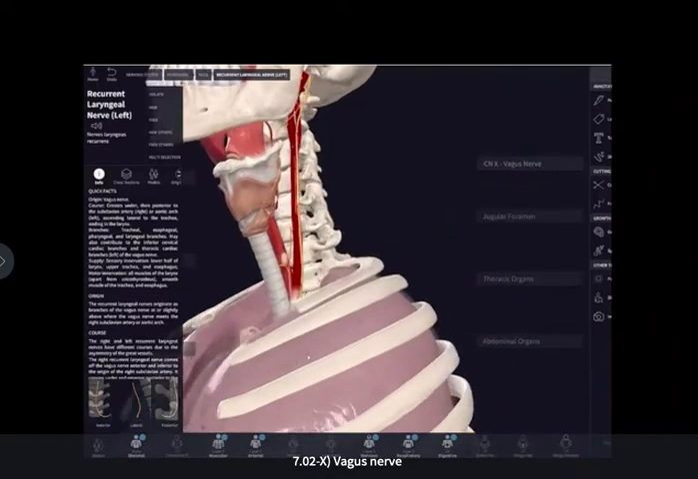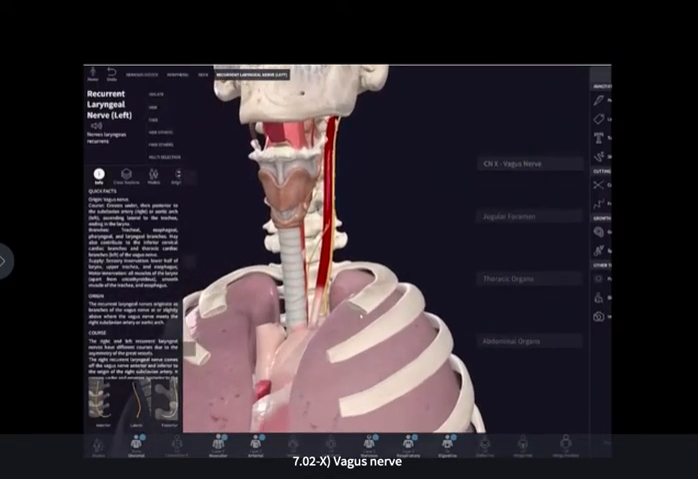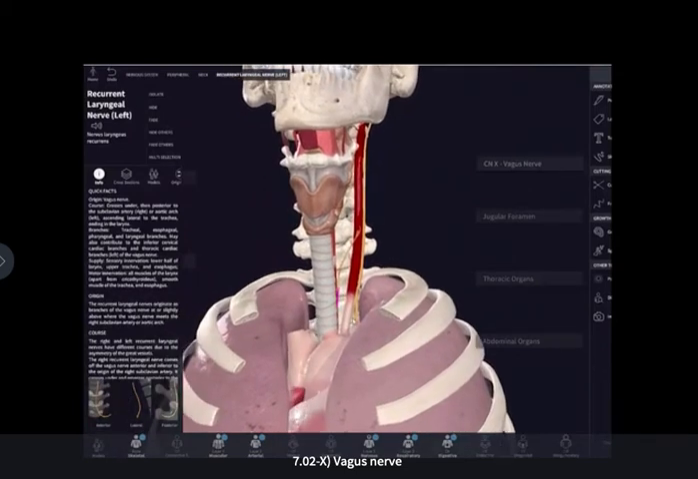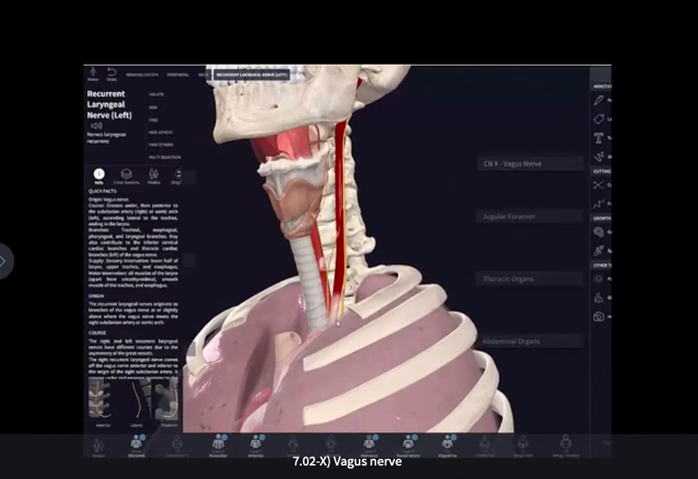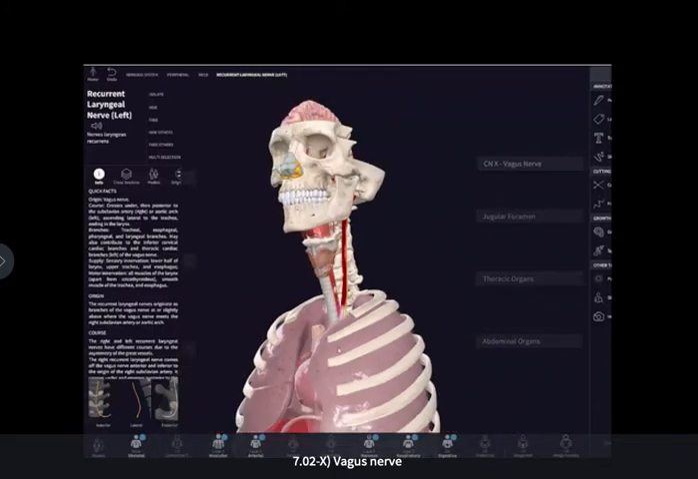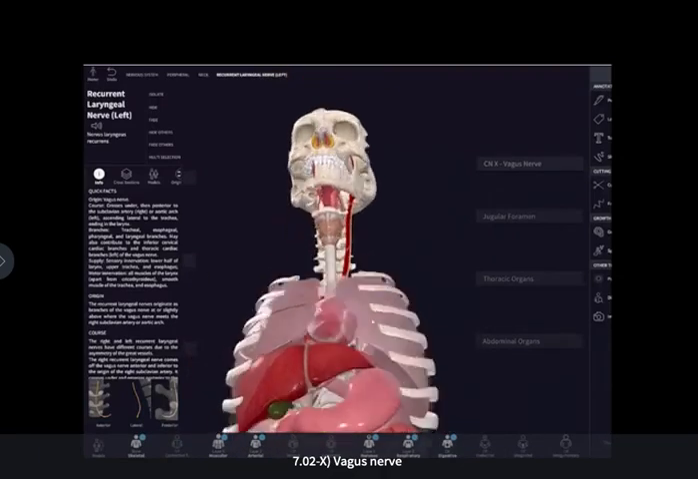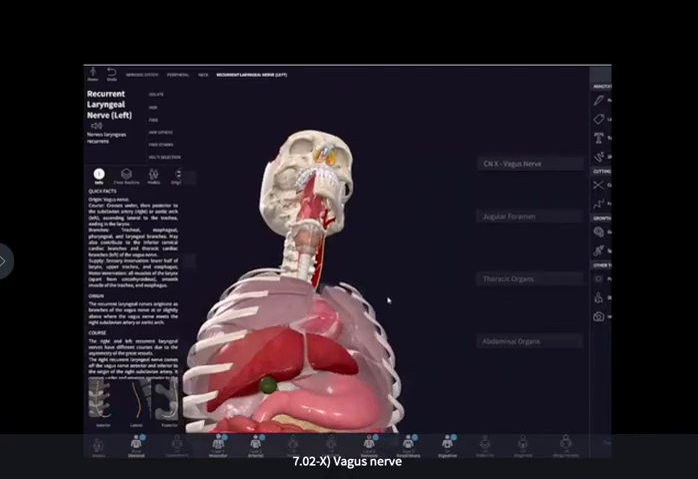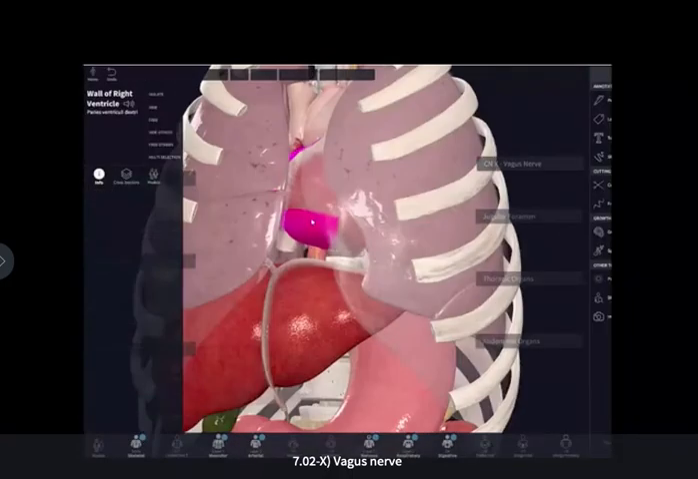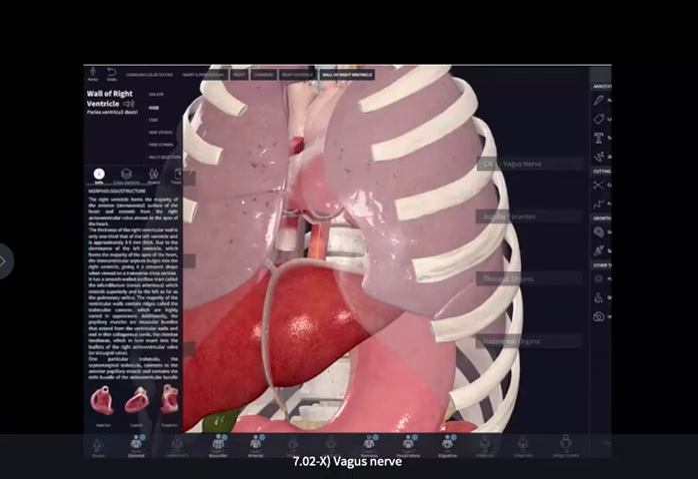And then moving inferiorly, both vagi will join the esophageal plexus, which surrounds the esophagus, and that's a mixed nerve plexus, which contains fibers that are both parasympathetic from the vagus, but also fibers that are sympathetic from the sympathetic trunks. And this esophageal plexus is going to follow the vagus nerve all the way through the diaphragm into the abdomen.